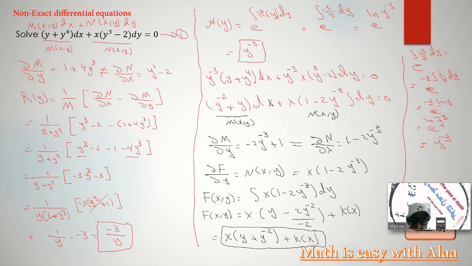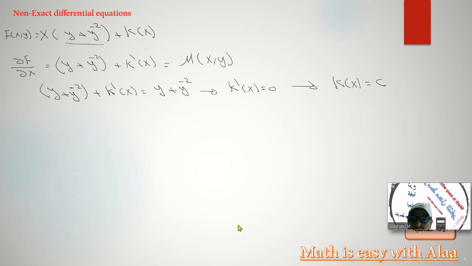Now return to these equations. Which one? Here. Yes, here. This one, the last one, which we wrote here. Now, f(x,y) equals x times y plus y to the power negative 2, plus the value of k(x), which is c. So we will substitute c instead of k(x), and this is the solution. This is what we have, f(x,y).